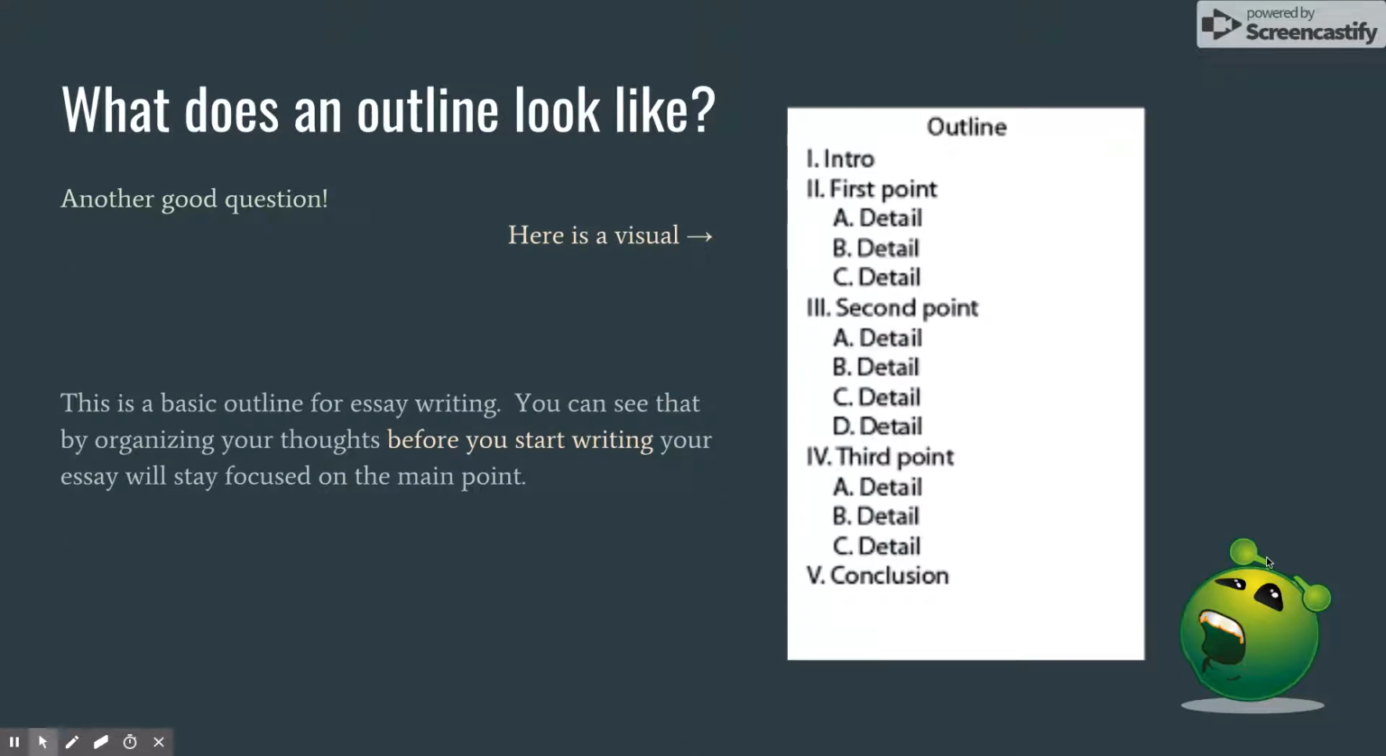What does an outline look like? Another good question. Here's a visual. This is a basic outline for essay writing. You can see that by organizing your thoughts before you start writing, your essay will stay focused on the main point.